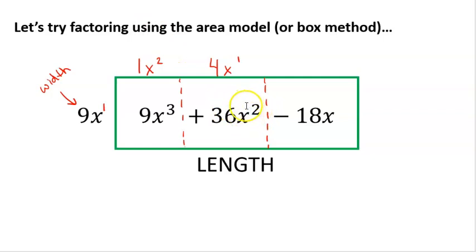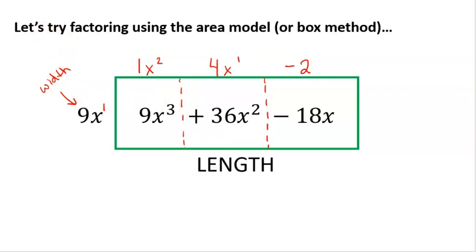And then for this one, 9 times negative 2 gives me negative 18, and then I already have 1x on the outside of the box, and I have 1 inside the box, so I don't need any more. And so that's a way of factoring using the area model.